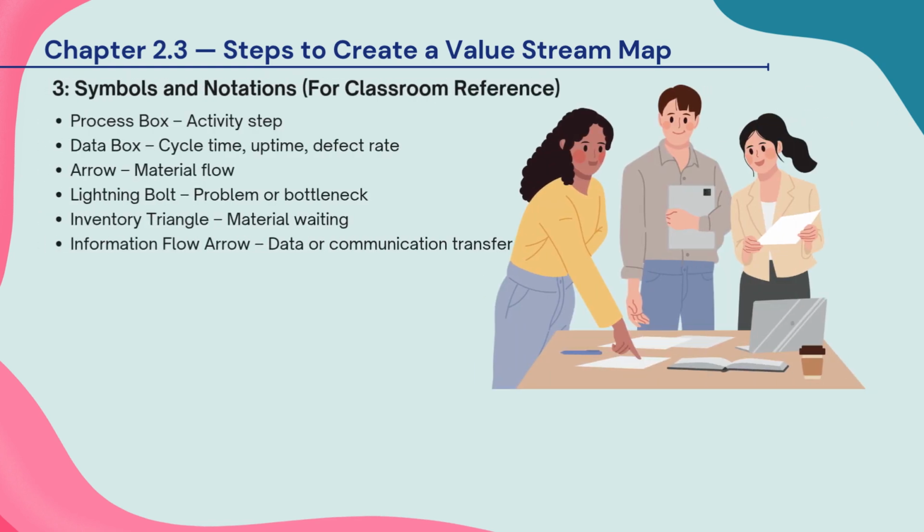This slide explains the common symbols used in value stream mapping. A process box represents an activity step, while a data box shows important metrics like cycle time and defect rate. Arrows indicate material and information flow. A lightning bolt highlights bottlenecks or problems, and an inventory triangle shows waiting materials. These symbols help visualize the entire process clearly, making it easier to identify waste and improvement opportunities.